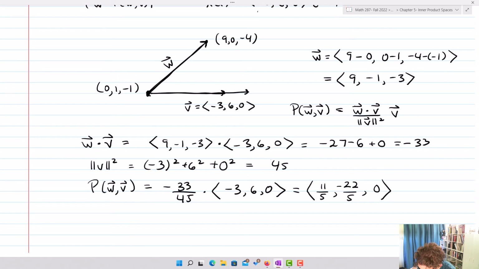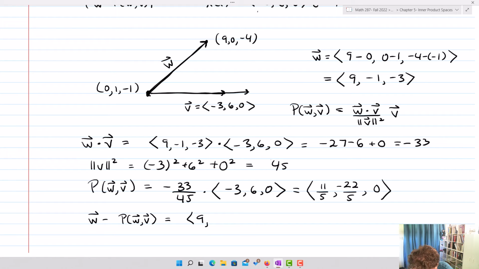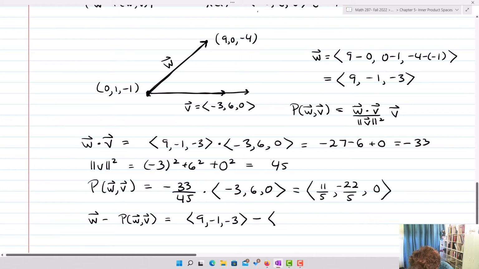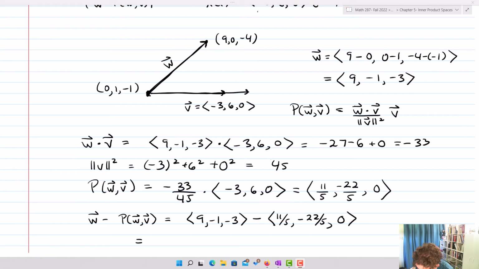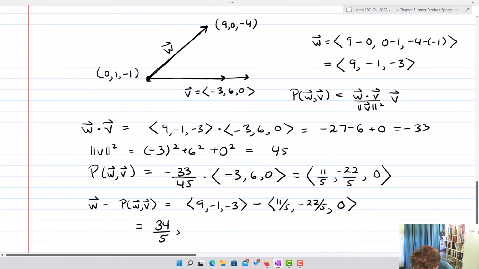Now we need to find W minus P of WV. That's going to be 9, -1, -3 minus 11/5, -22 over 5, 0. That ends up giving us 34 over 5, 17 over 5, and -3.